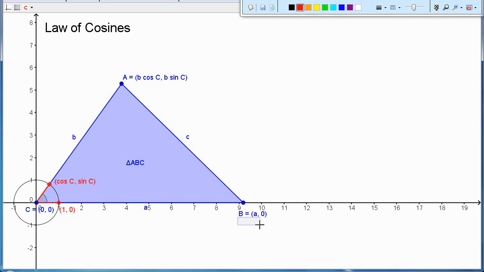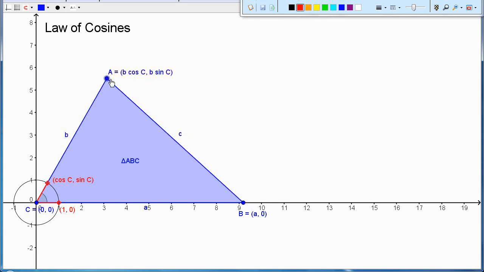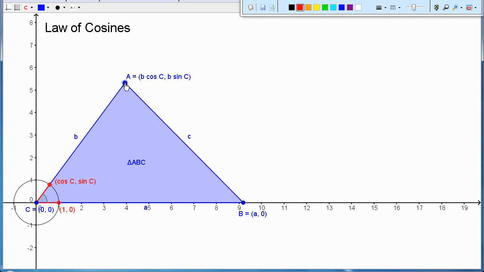To get the coordinates for A, I have to go back and look at my unit circle and realize that if I have angle C here, the coordinates where the side crosses the unit circle would be cosine C, sine C. But that is for a radius of 1. Think of this as a big circle of radius b. If I held out that far away, then it would only be expected that my coordinates for A will be b cosine C, b sine C.